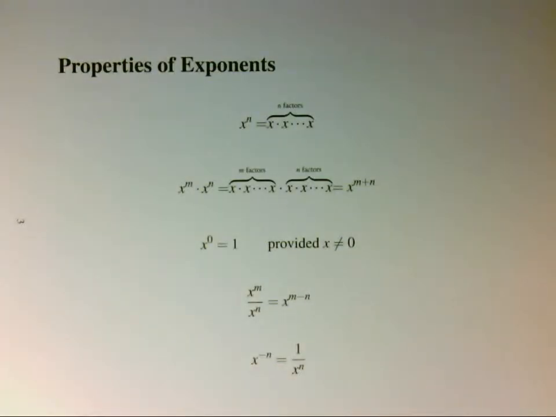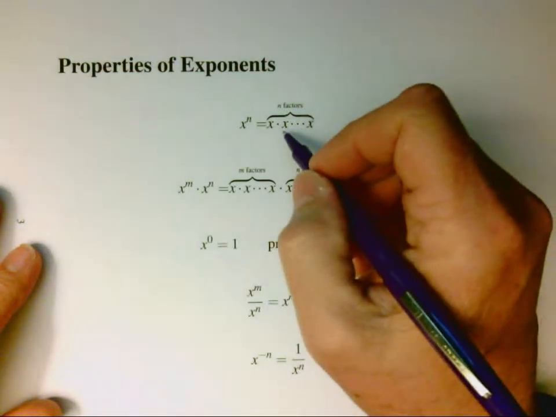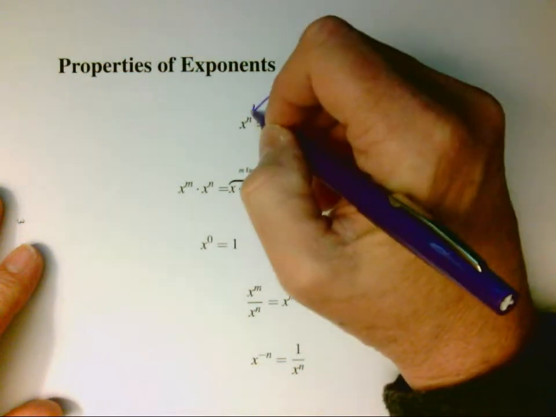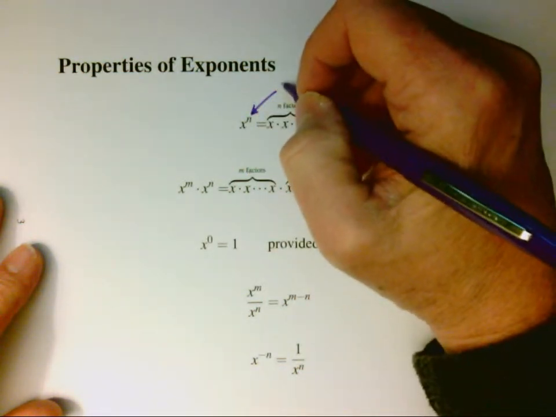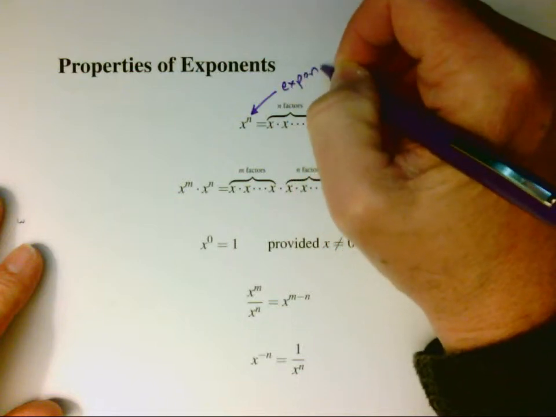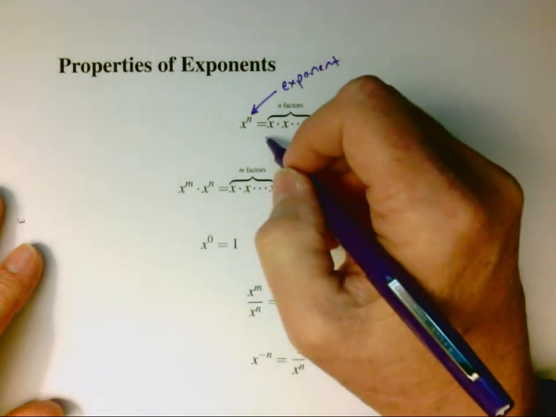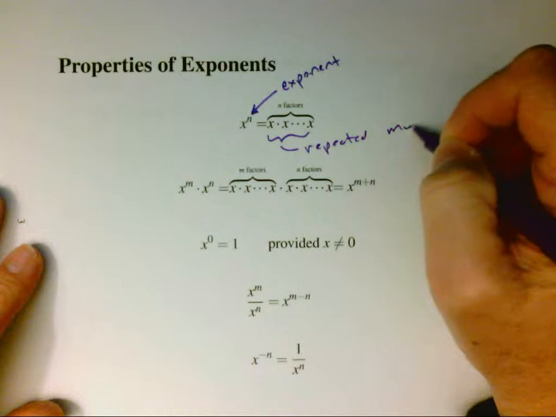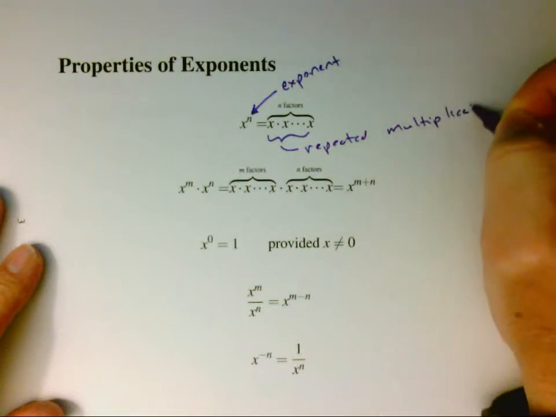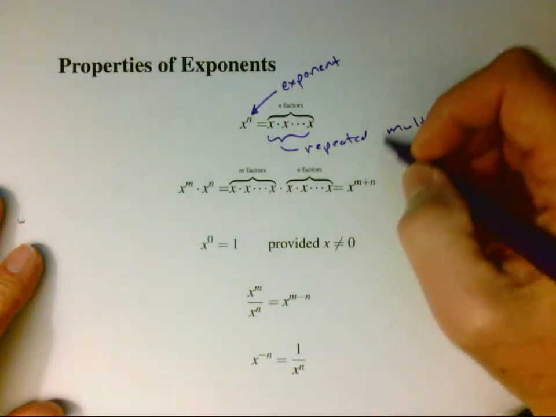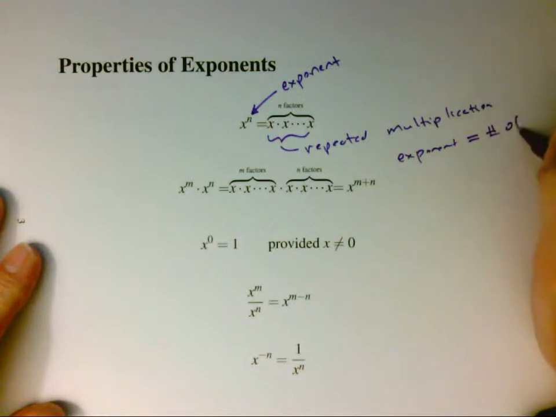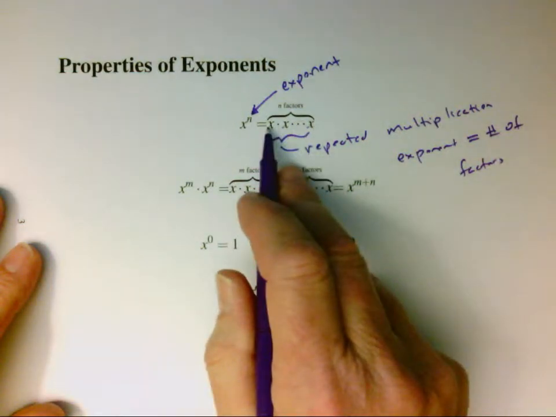So here are our basic properties of exponents. They all come from this definition of exponents, essentially up at the top. A positive integer exponent is simply an abbreviation for repeated multiplication. The exponent tells the number of factors. So that's what that's telling us.